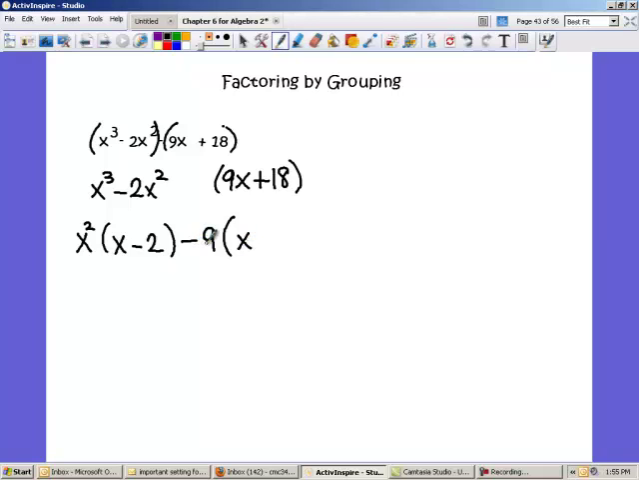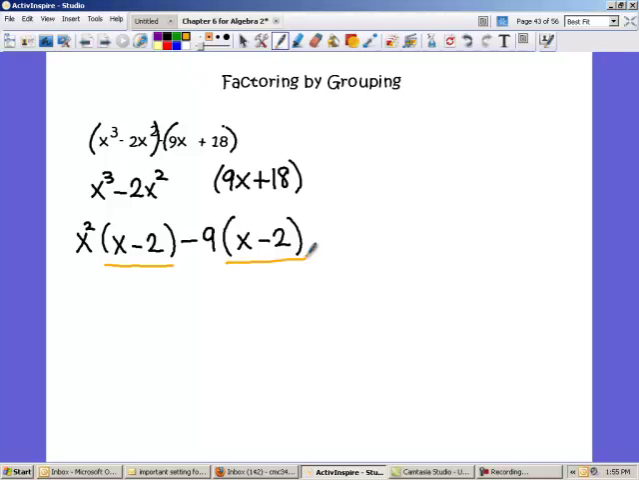But remember here, we have negative 9 times what will give us positive 18? So it has to be negative 2. Okay. Now at this point, you want to check something. If this area right here matches this area over here, then you know you're doing it right.